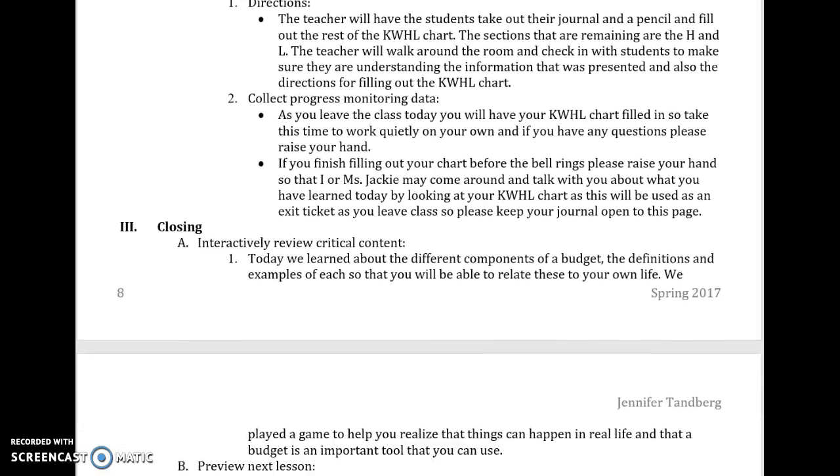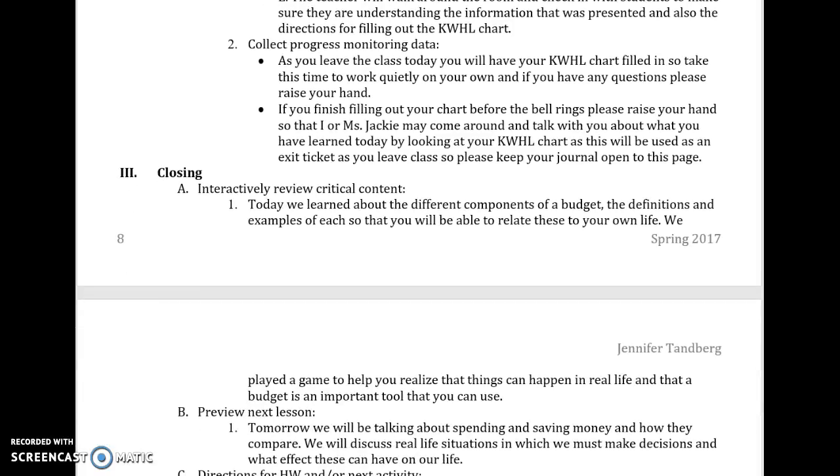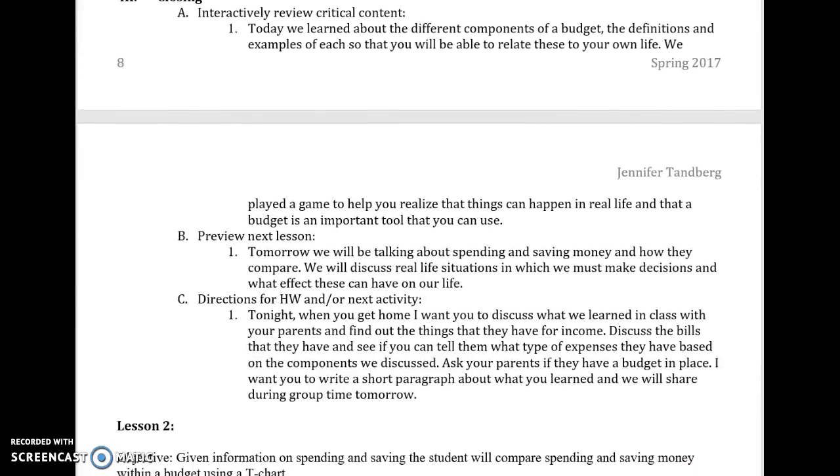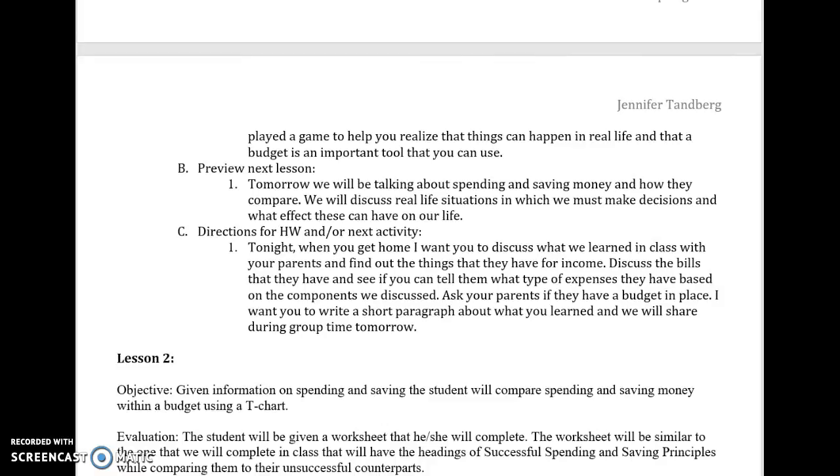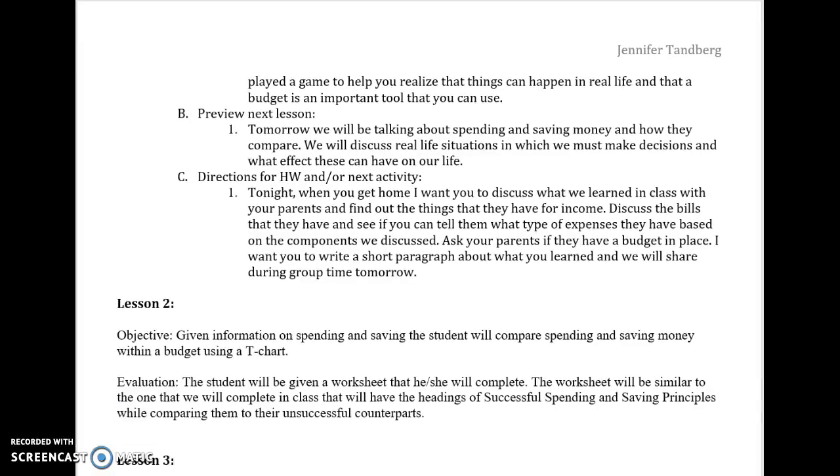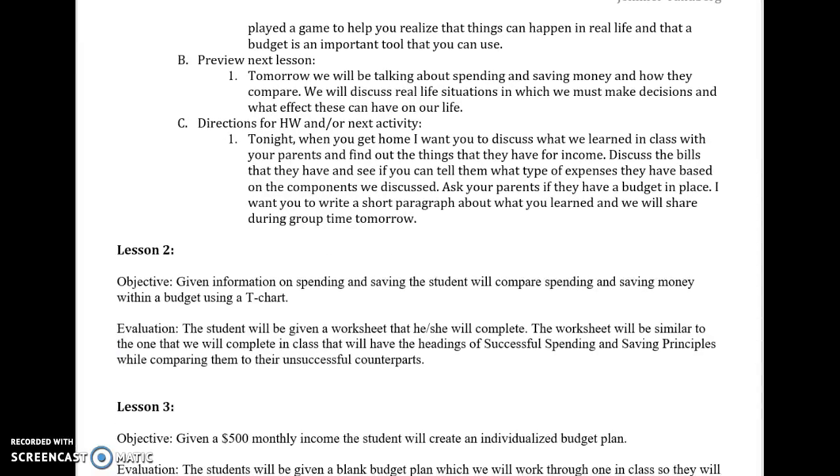And then in closing, we learned about the different components of the budget and the definitions and examples so that you can relate them to your own life. And then tomorrow we'll be talking about spending and saving and how they compare. So we're going to do that T-chart. And then the homework is going to be, when they get home, they're going to discuss what they learned with their parents, see if they have a budget, and then just write a short paragraph, and we'll just have some share time tomorrow in class.